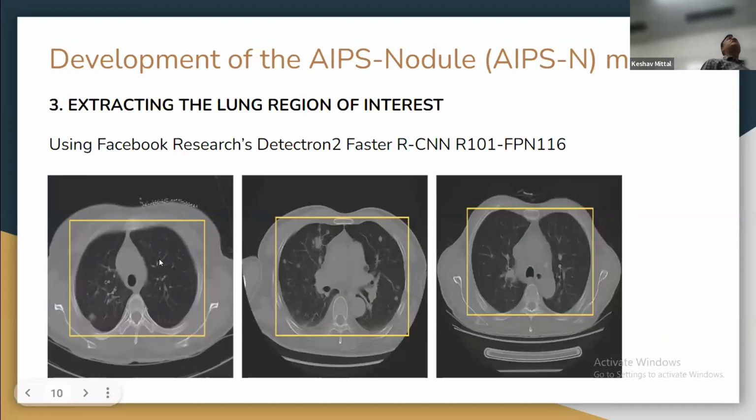Then the third thing we did was we extracted the region of interest. You can see on the picture, region of interest, ROI.